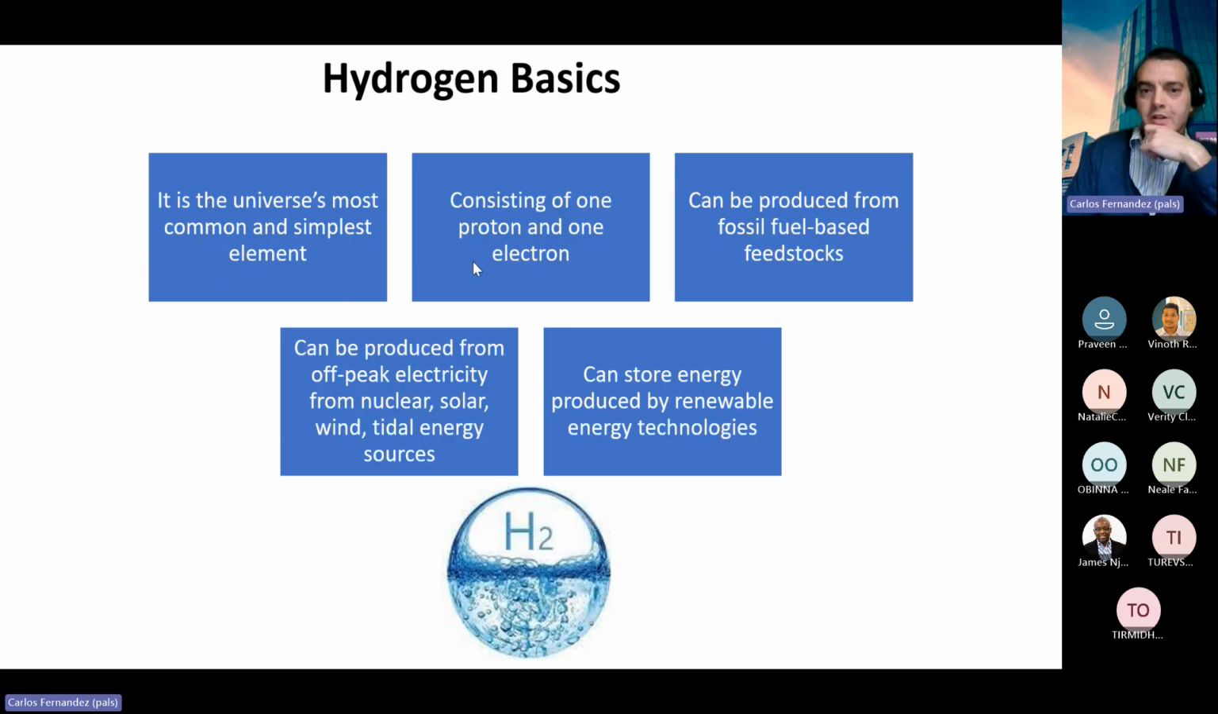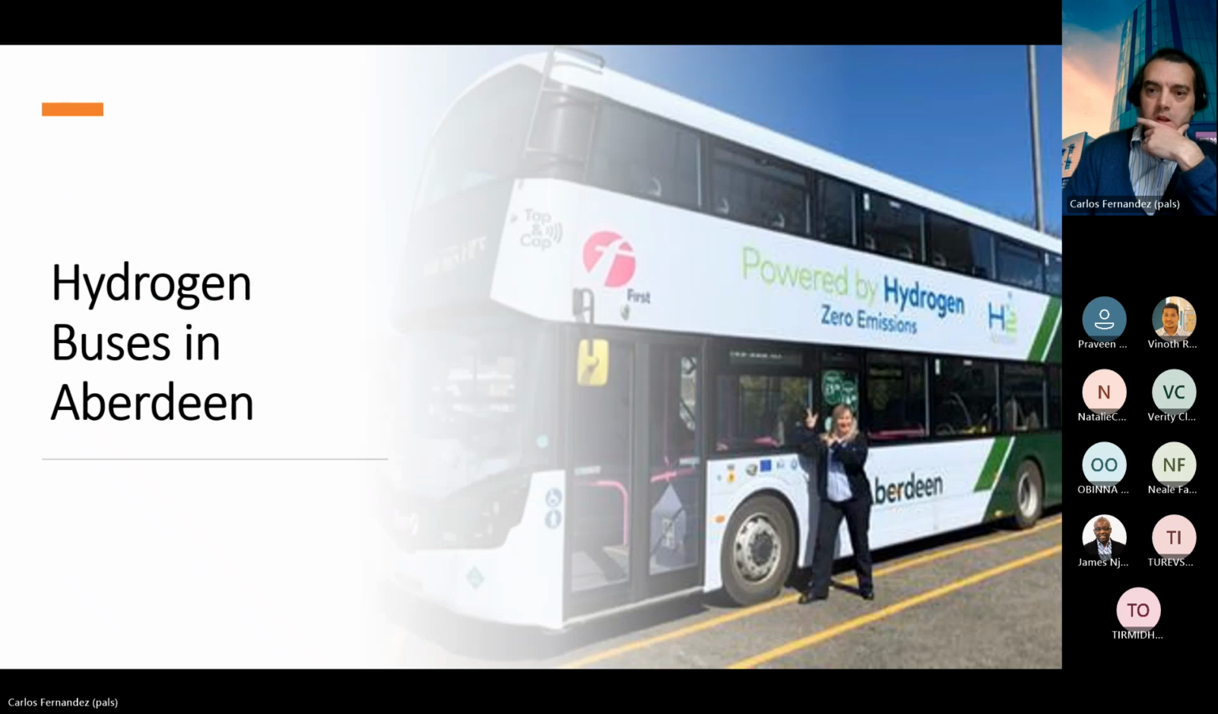So we are moving on into some of the hydrogen basics. Hydrogen is the universe's most common and simplest element, consisting of one proton and one electron. It can be produced from fossil fuel-based feedstocks, which is something we mentioned earlier on. It can be produced from off-peak electricity. We mentioned nuclear, solar, wind, tidal, biomass, etc. And it can store energy produced by renewable energy technologies. One of the examples we mentioned earlier on, one of the carriers, will be, for example, ammonia or methane. Okay.